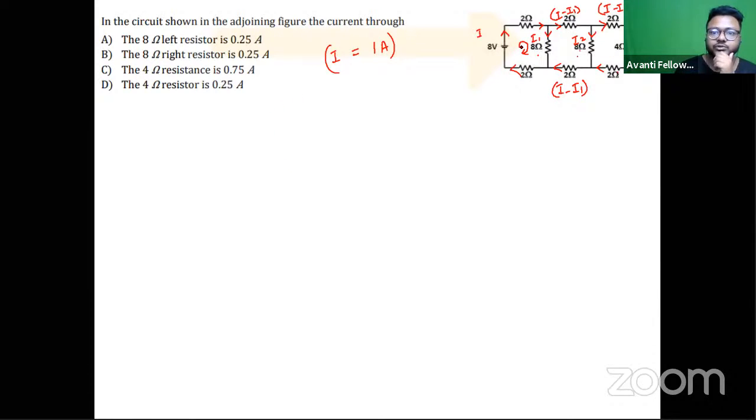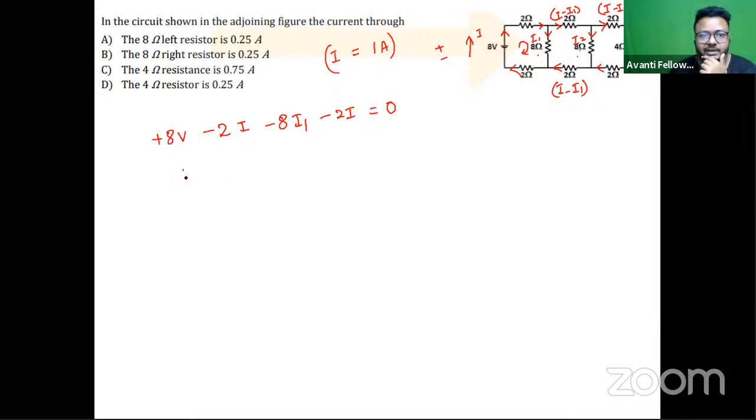If you go in the clockwise direction, how much will you get? Going from here, that is plus and minus, so I'll write plus 8 volt. Then you are going in the direction of current, so I'll write minus 2 into I. Then you are going in the direction of current, so you write minus 8 into I1. Then you're going back in the direction, and you'll write minus 2 into I, which should be equal to 0, right?